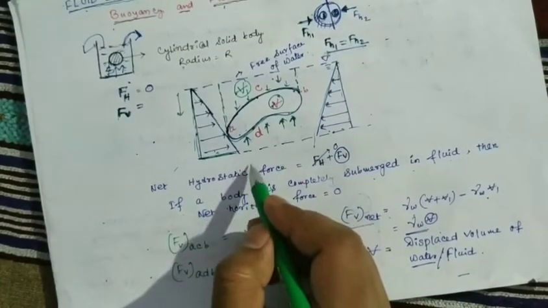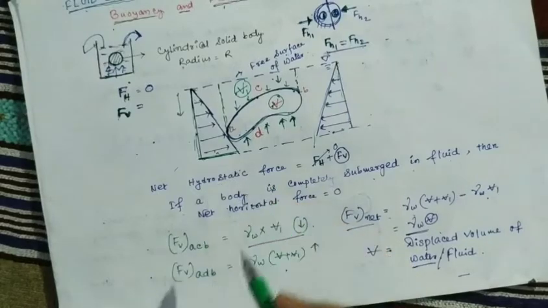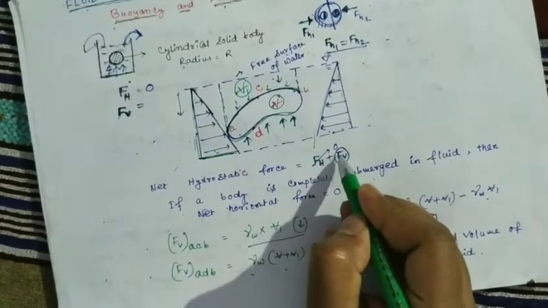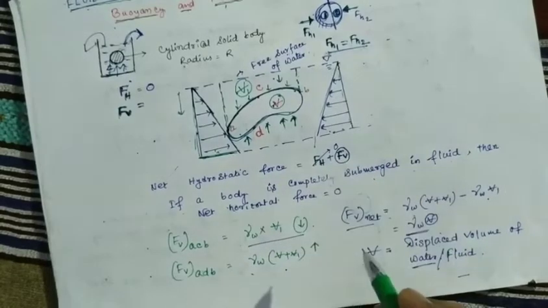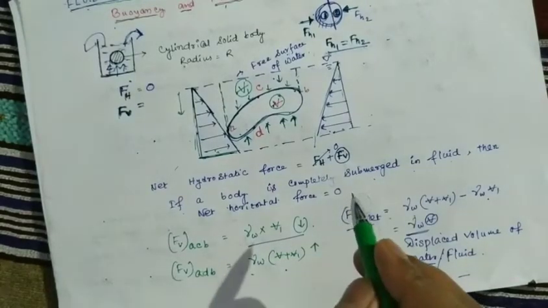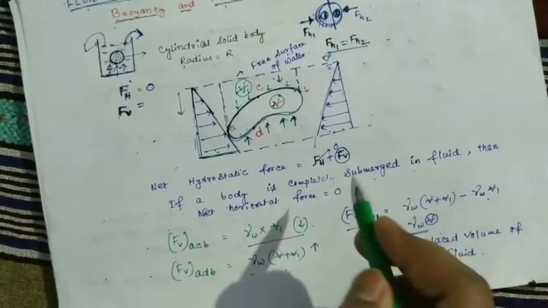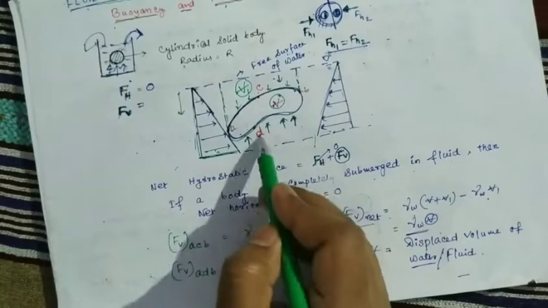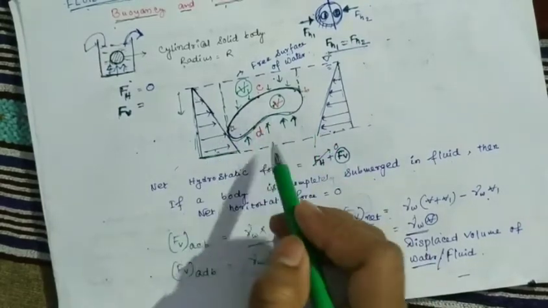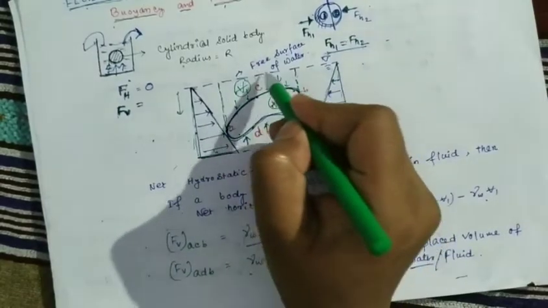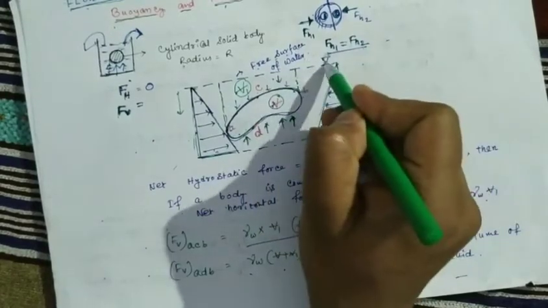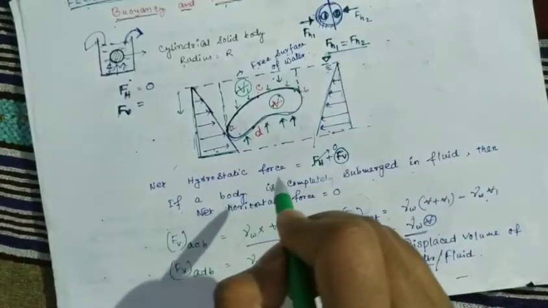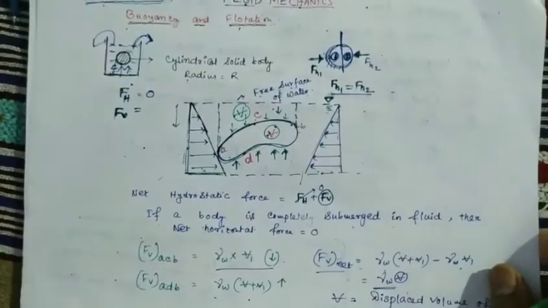But there must exist vertical hydrostatic forces. So to calculate vertical hydrostatic force, suppose I am taking a body A, C, B, D. Okay, I am taking a body which is submerged in a fluid. It is the free surface of water. This is the symbol of water level. This is the free surface of water.